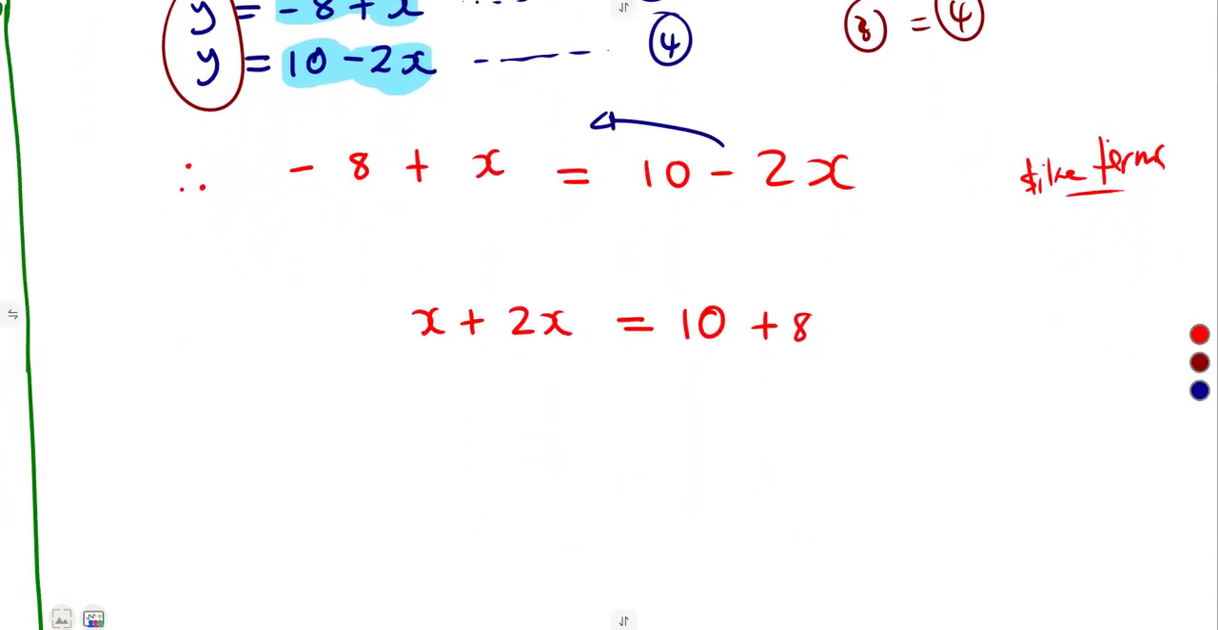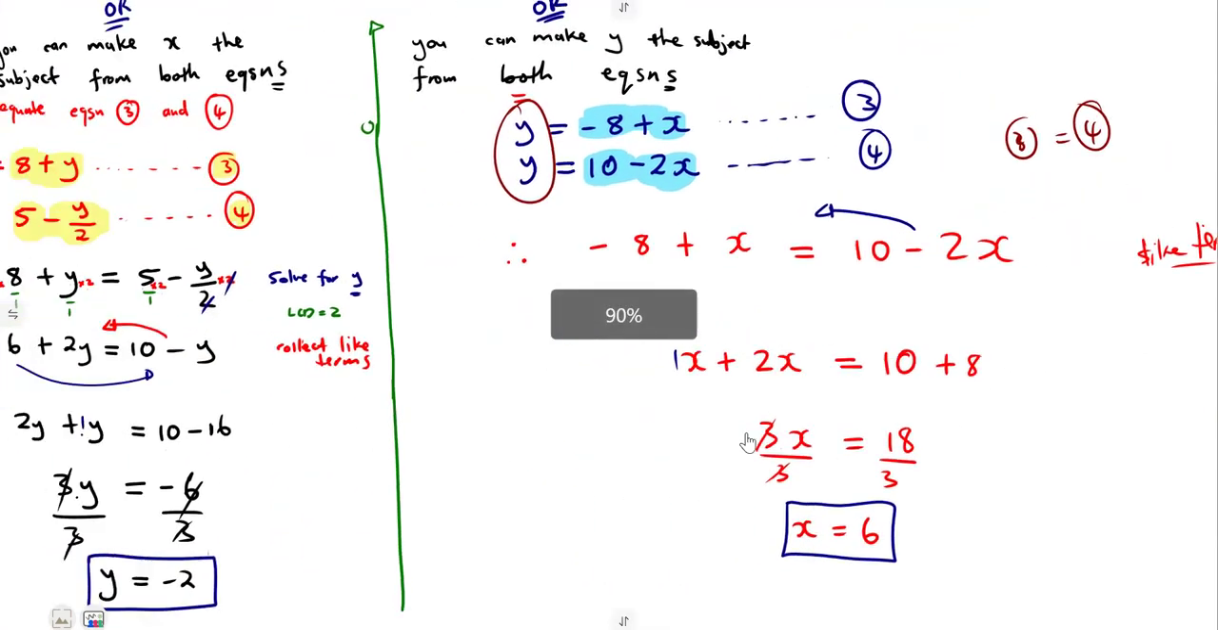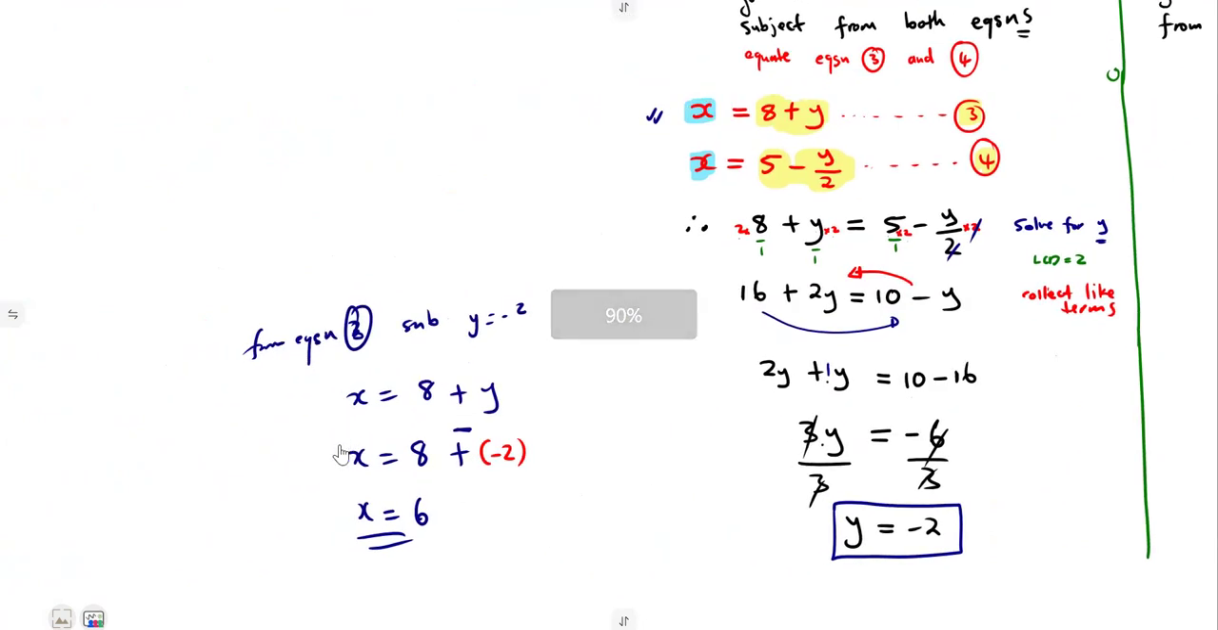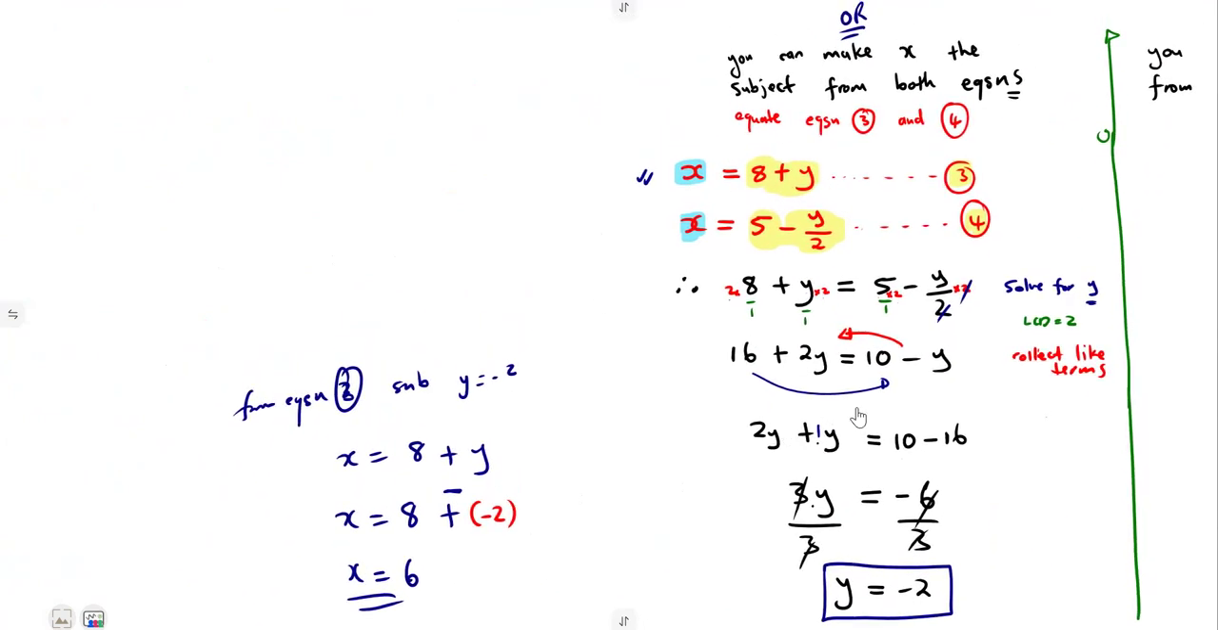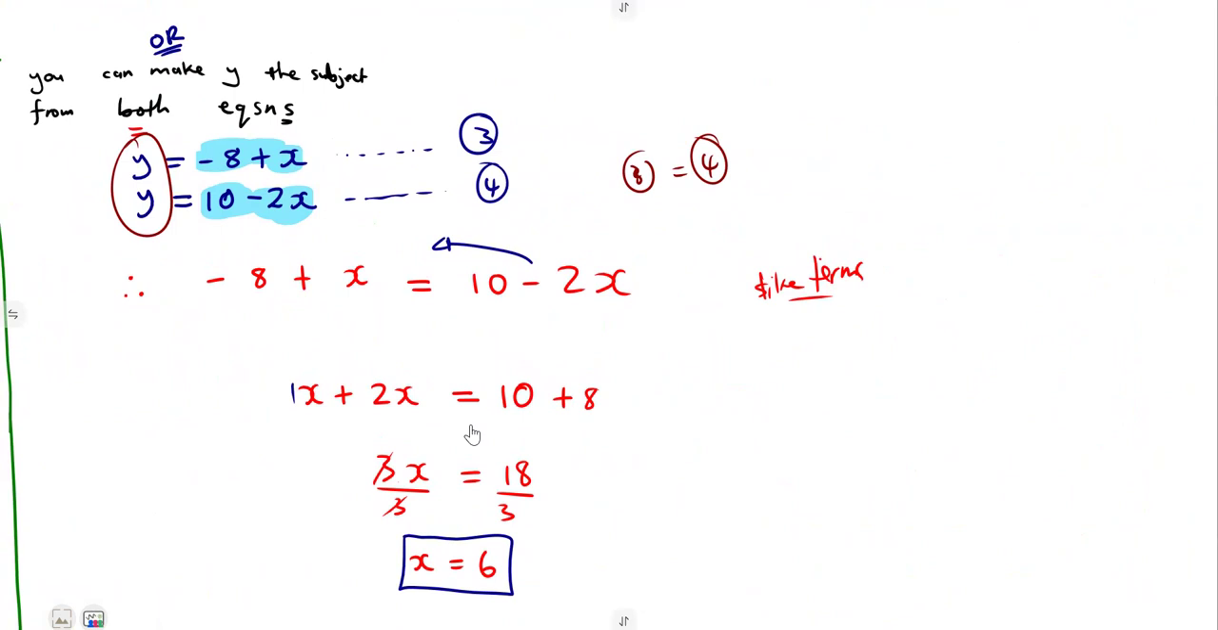Let us solve for x. This is 1, and 1 plus 2 is 3x. These are like terms. Here we add 10 plus 8, which is 18. To solve for x, divide by 3. So x is equal to 18 divided by 3, which is 6. The same value of x that we obtained before. You still remember here, but we worked it from this way. Still, you're going to have the same answer. It's in your hands. Still, it's substitution.